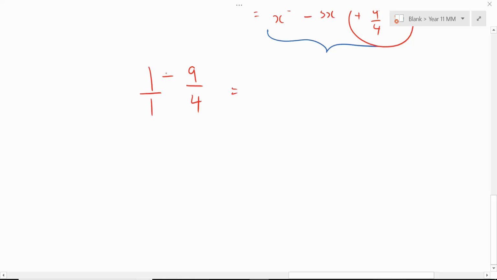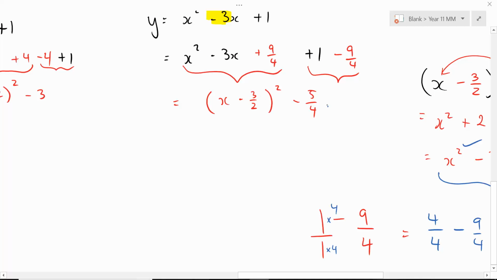You can't subtract fractions or add fractions unless the denominators are the same. So you times this by 4, times this by 4. This now gives you 4 over 4, which is still 1, minus 9 on 4. So if you got 4 of these quarters minus 9 of these quarters, well, 4 minus 9 is negative 5 of these quarters. That's why I knew it was negative 5 on 4.